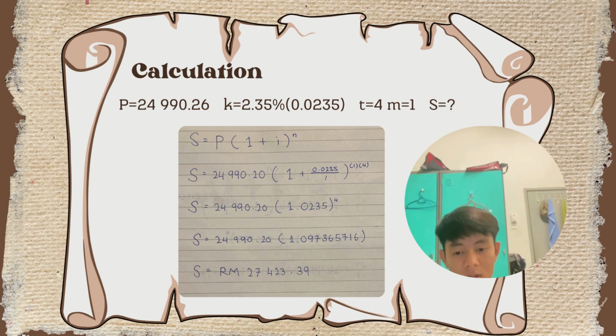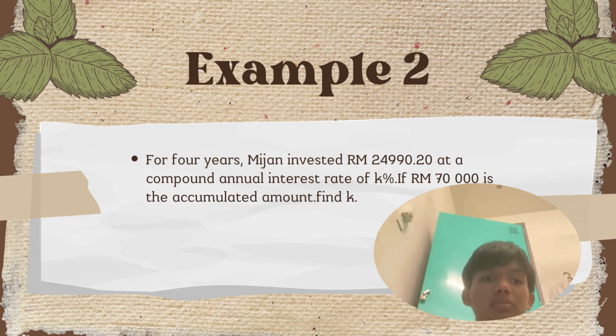So that is all for question 1, and we will see you back at the next question. My name is Muhammad Yaish, and I will continue a little bit. For example, for 4 years they invested 24,993 ringgit 20 cents at a compound annual interest rate of K%. If 70,000 ringgit is the accumulated amount, find K.